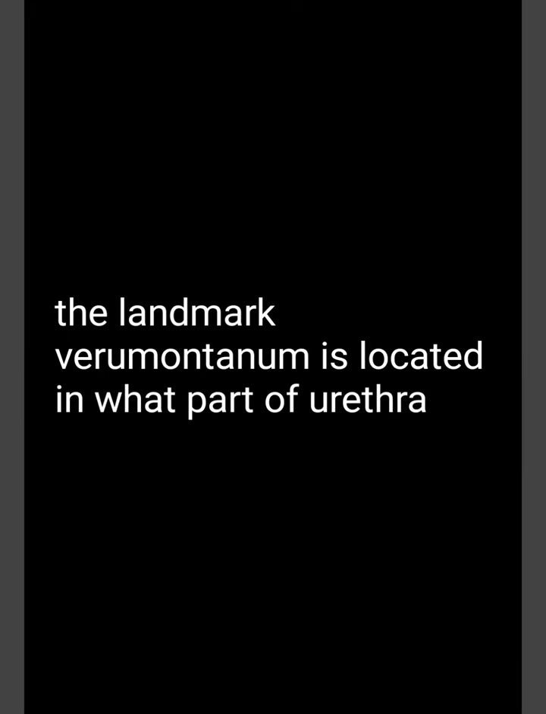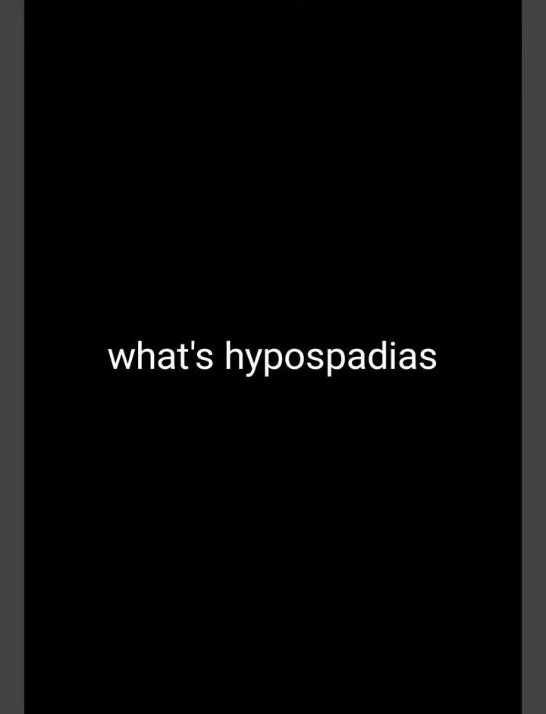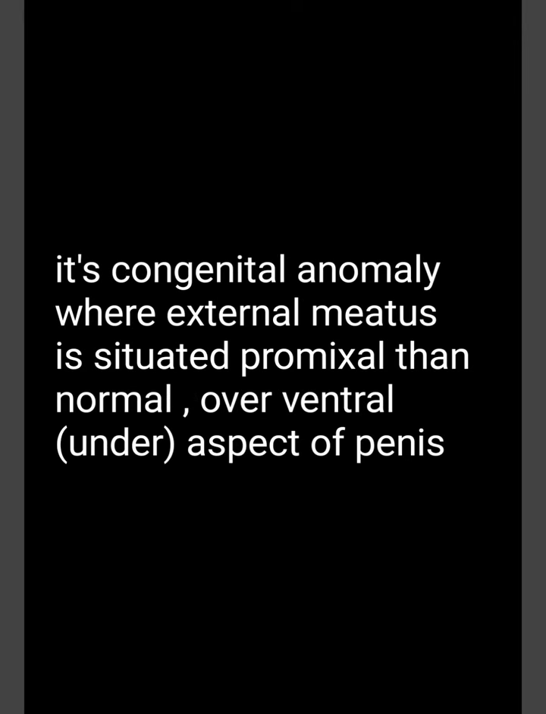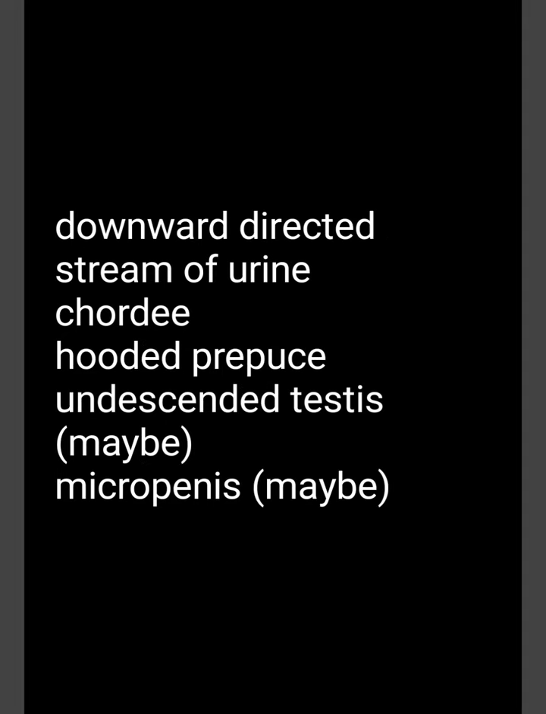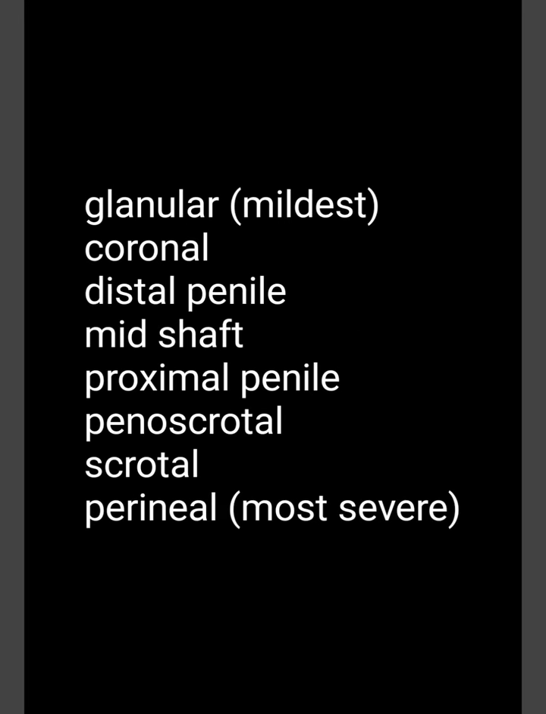The landmark verumontanum is located in what part of urethra? Prostatic. What's hypospadias? It's a congenital anomaly where external meatus is situated proximal to normal, over the ventral aspect of penis. Clinical features of hypospadias: downward directed stream of urine, chordee, hooded prepuce, undescended testis maybe, micropenis maybe.